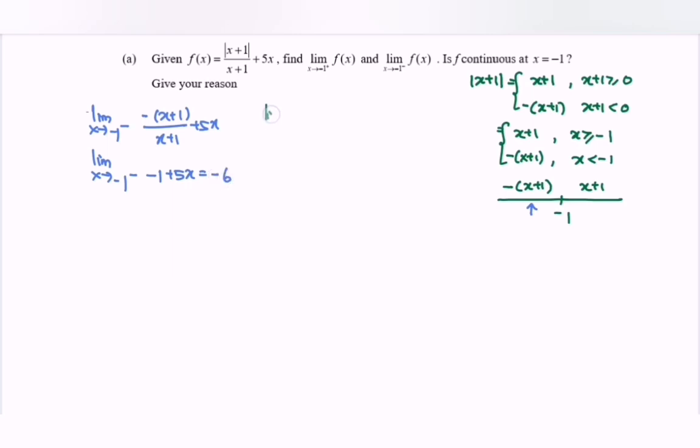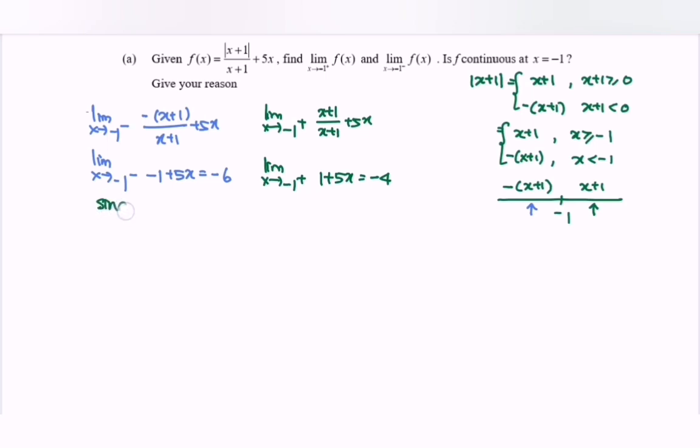Continue. The limit when x approaches negative 1 from the right refers to this part from the right. So we have (x+1) over (x+1) plus 5x. So the limit when x approaches negative 1 from the right gives 1 plus 5x, where we have the value of y approaching negative 4. So that is the limit for x approaching negative 1 from the left and also from the right for the function f(x).